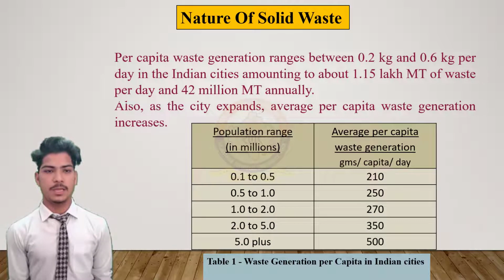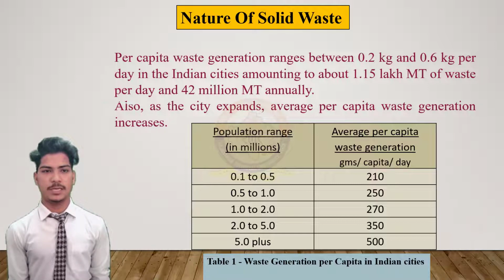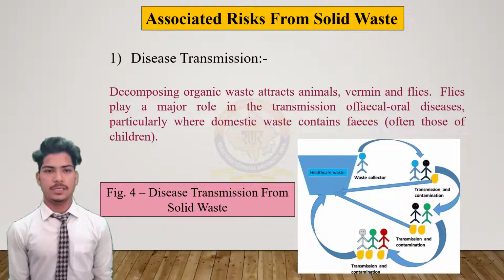Nature of solid waste. Per capita waste generation ranges between 0.2 kg and 0.6 kg per day. Also, as the city expands, average per capita waste generation increases. Table 1 shows the waste generation per capita in Indian cities. There are various associated risks from solid waste. First is disease transmission. The decomposing of organic waste attracts animals, vermin, and flies. Flies play a major role in the transmission of fecal-oral diseases. The figure shows the cycle of disease transmission from solid waste.